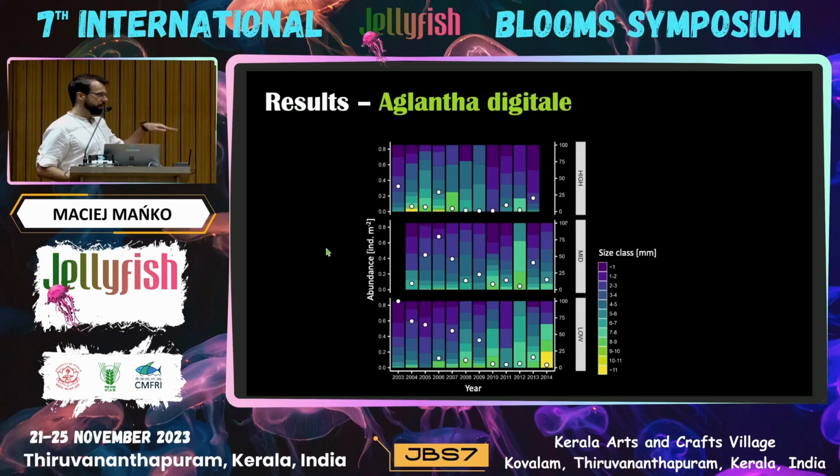So what you see here are the 1 millimeter size classes of Aglantha that we use as a proxy of the population structure. So if we focus on extremely warm years, what you can see is that they were characterized by higher abundance of Aglantha, irrespectively of sizes. And these are the white dots that you can see. But what's very important is that in those extremely warm years, what we were seeing in the southernmost area of our sampling or investigative area was a high proportion of baby jellies.